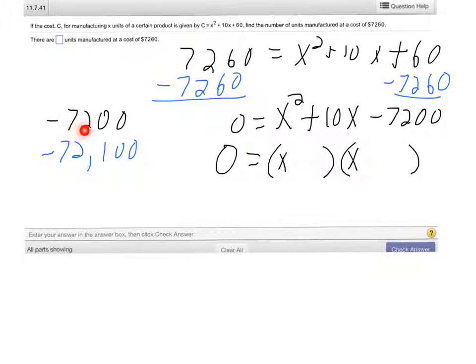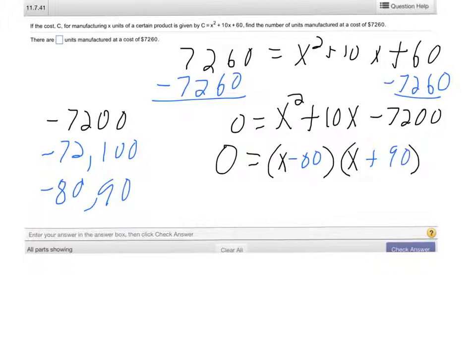And I noticed 72, and so I start thinking about factors of 72. Well, I know 9 times 8 is 72, so I think of minus 80 and 90. That product would be negative 7,200, and the sum is 10. And so I know these numbers are kind of big, but that's it. So it'd be minus 80 and plus 90.